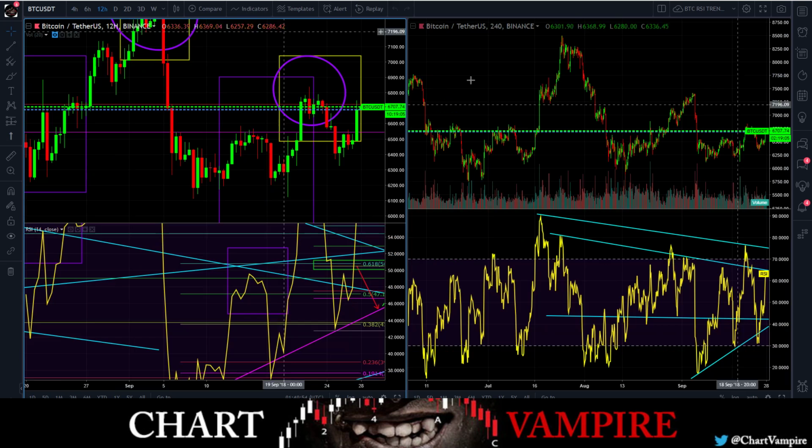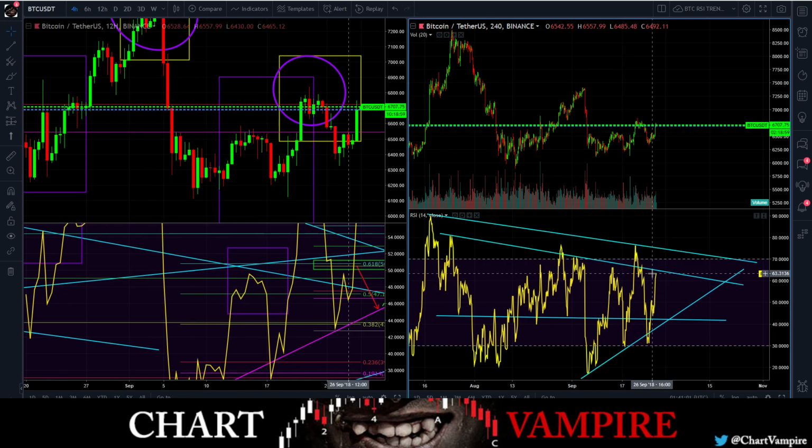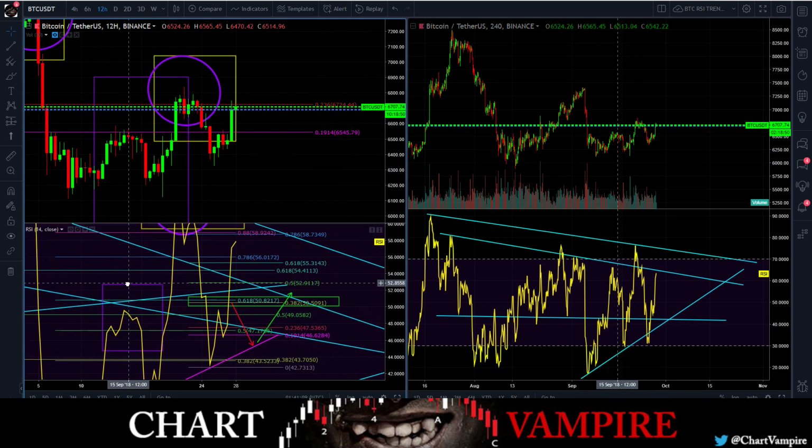Okay, let's cruise over to just all of our patterns for it. So there's just your resistances for your RSI. That's all it is. Your resistances for your RSI. Looks like it's going to be tested here pretty soon anyway. And we'll see how that goes.